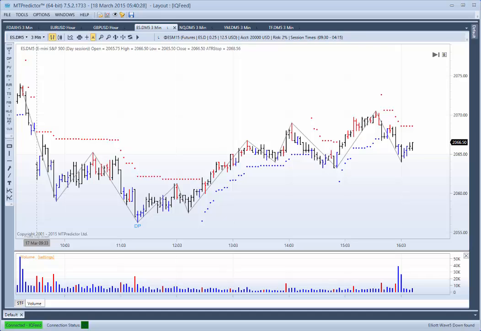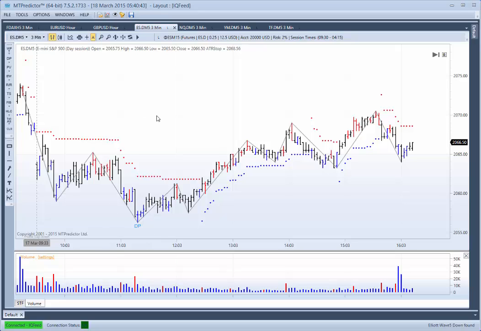In today's MTPredictor video, I'd like to have a look at how the USD minis, in particular the ES, unfolded yesterday, which was Tuesday, March the 17th. And in particular, I'd like to look at this buy setup that nailed the low of the day.